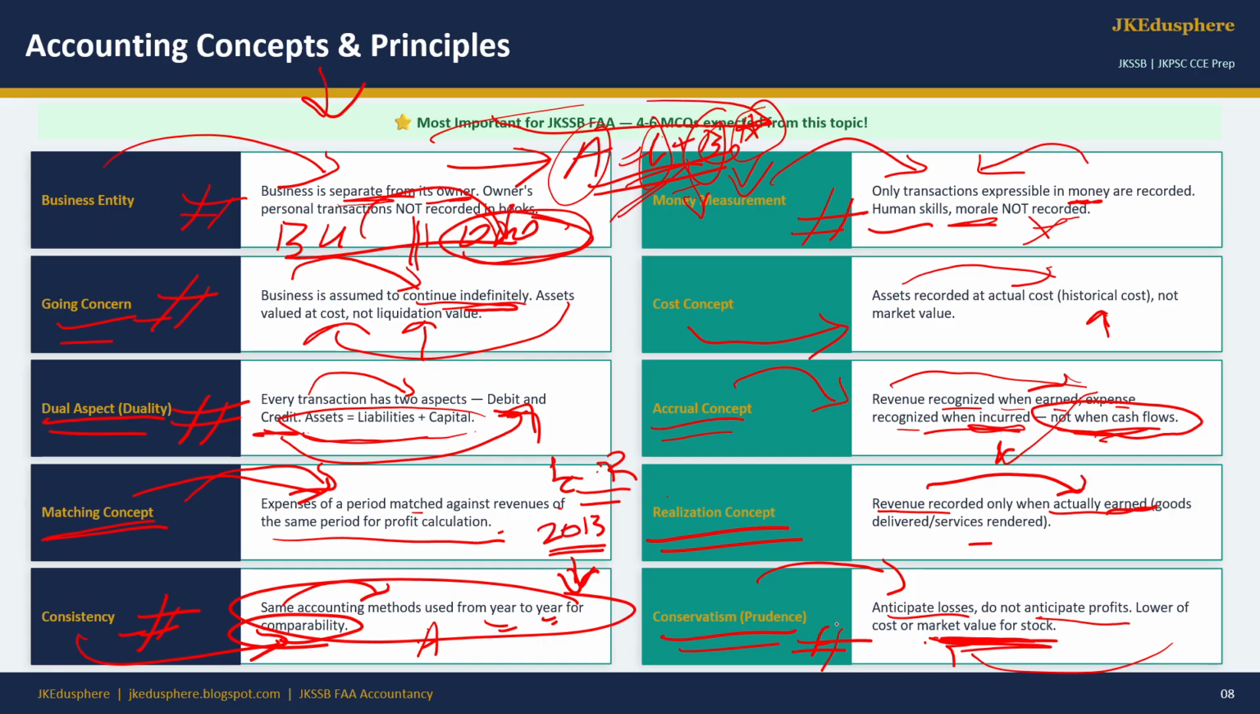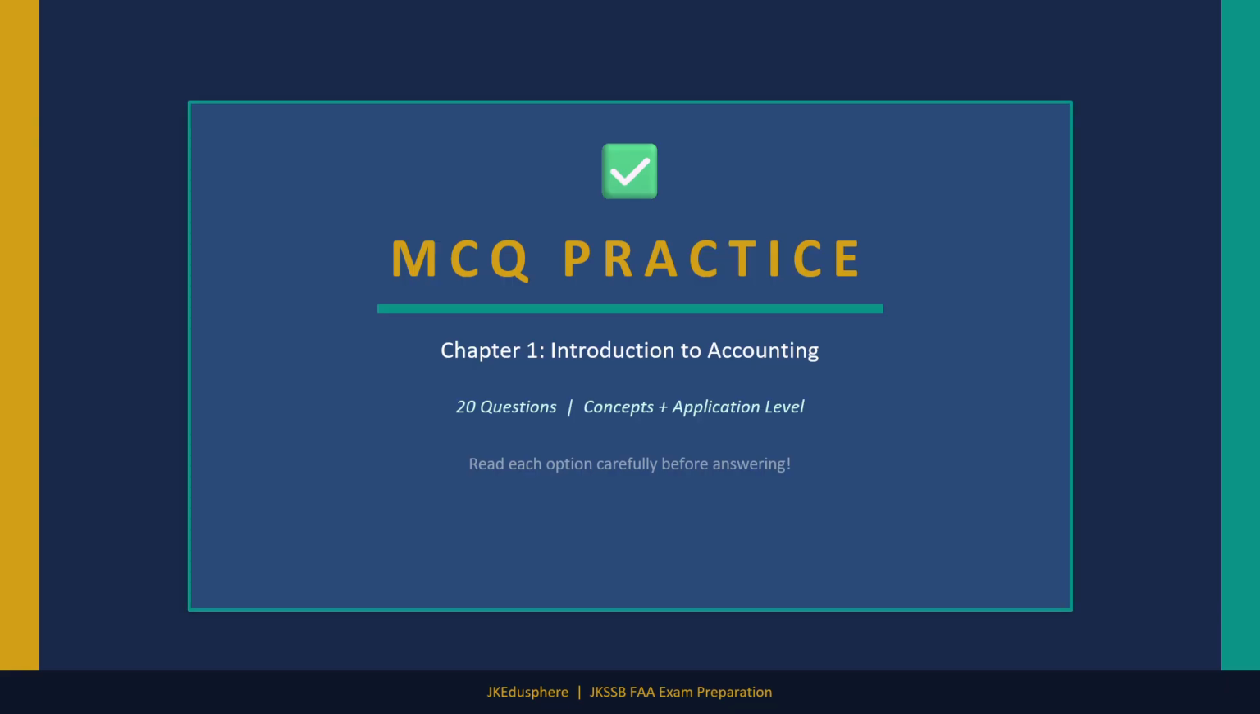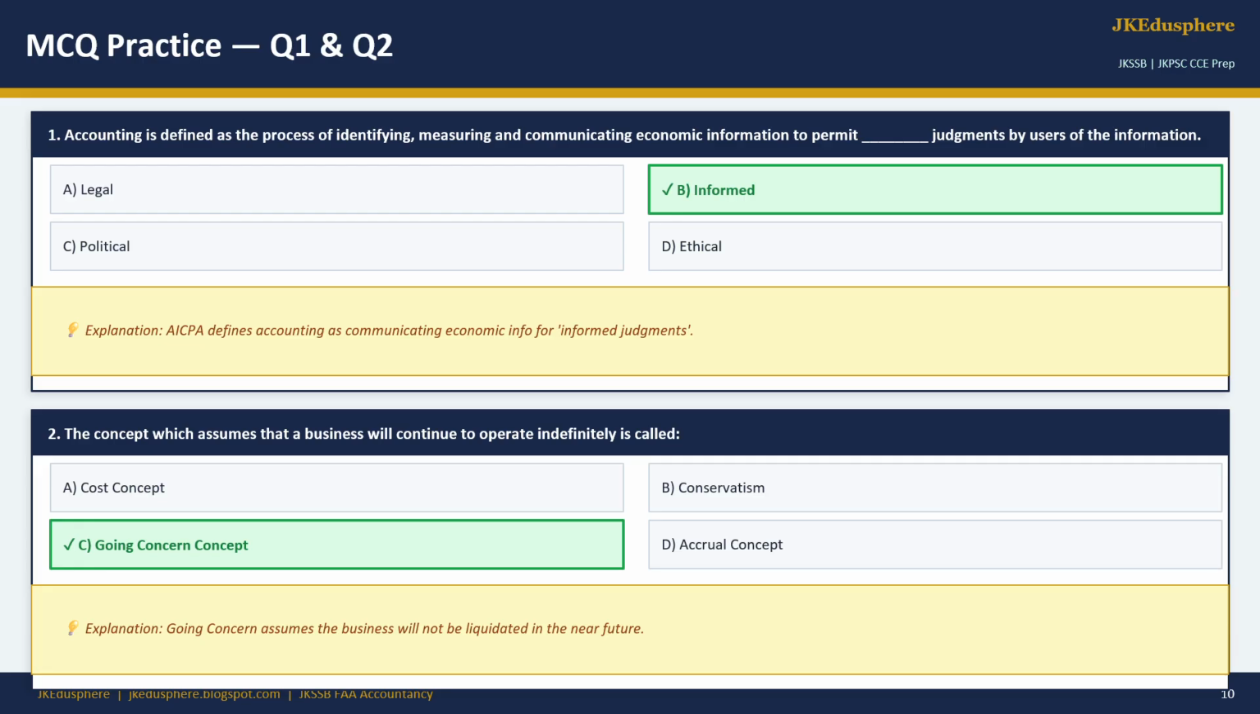So next part is conservatism principle, which is anticipate losses but do not anticipate profit. Okay, lower of the cost or the market value of the stock. So this we have to remember: anticipate losses and not anticipate profit. That means conservatism principle. All right, so the next part, let's do some MCQ practice.